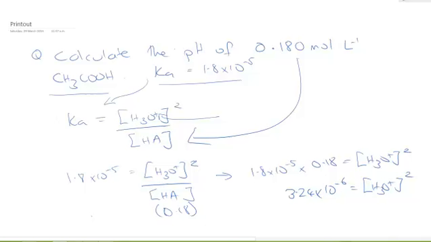Okay, you multiply them, and then you take the square root. Remember, this is squared. It's an easy mistake to make, so it becomes 1.8 times 10 to the negative 3 equals [H3O+]. And then if you take the negative log of that, you're going to get 2.74. So pH equals 2.74.